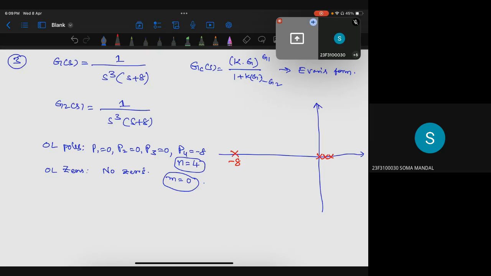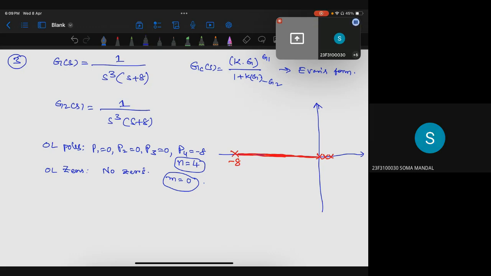Now, tell me the real axis segment, the strip between minus 8 to 0. Is it part of the root locus or not? Yes, sir. Why? Because if you are traveling anywhere on this strip, on your right side will be 3 poles only. That is an odd number. Correct? Okay.